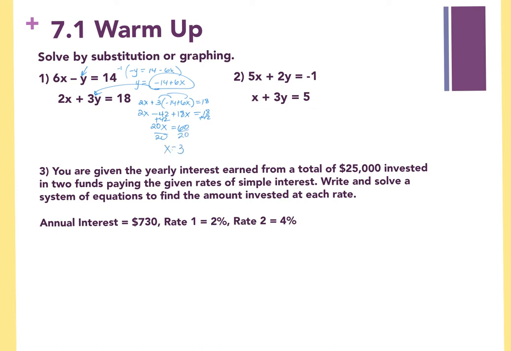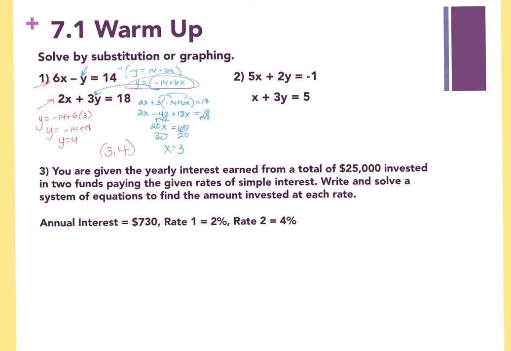So that's the first one. And then I want to take and plug that back in. I can plug it back into either original, or I can plug it back into the one I solved for y. And it's already got the y isolated, so y would equal negative 14 plus 18, which is 4.